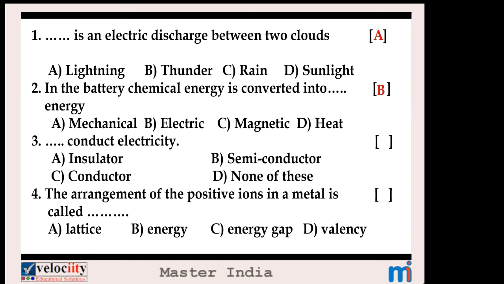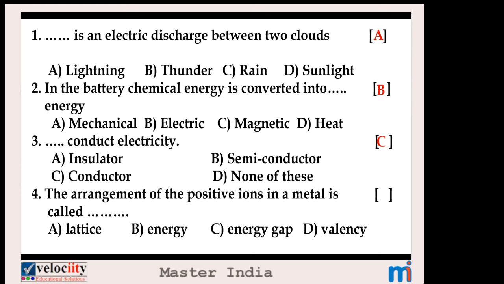Third one, dash conduct electricity. Option A, insulator. Option B, semiconductor. C, conductor. D, none of this. The correct answer is option C, that is conductor. Conductor conduct electricity. So conductors can allow the electricity.